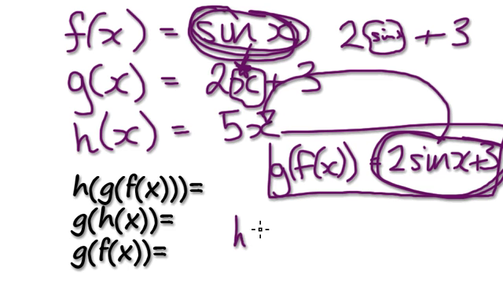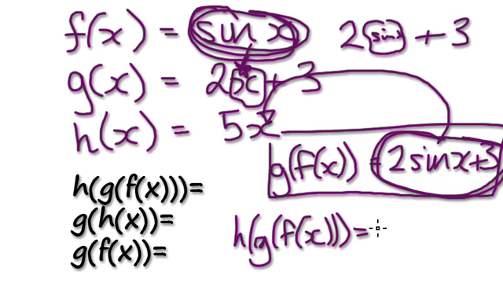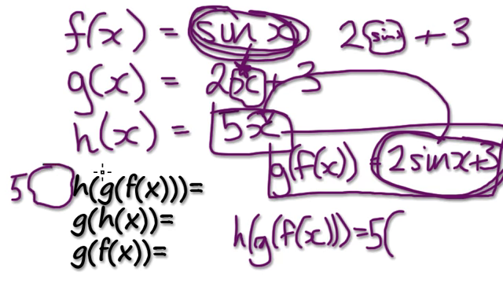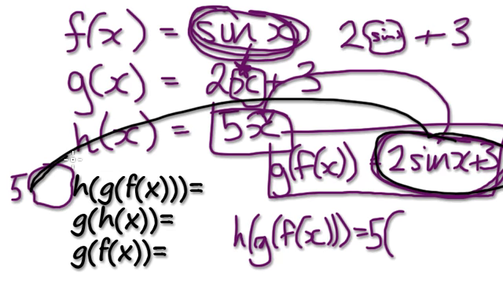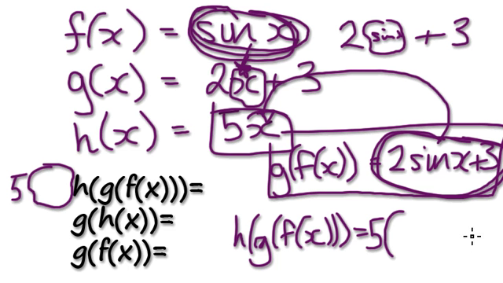So you can say that h g f of x equals 5 bracket. Remember the x, you can visualize the 5x as a 5 bubble here, and then you've got to put this whole thing here into that bubble here. Okay, so this will be 5 bracket. Now let me close it off here. So it will be 2 sine x plus 3.